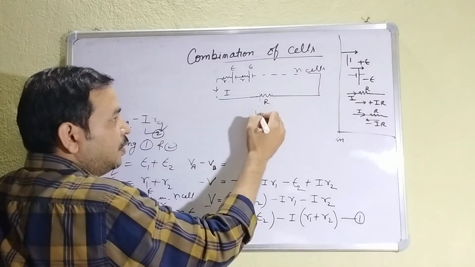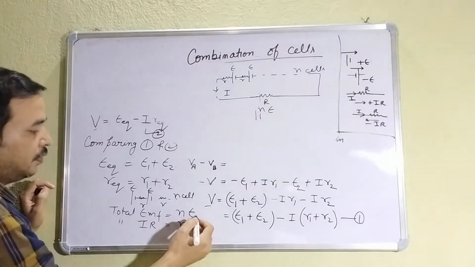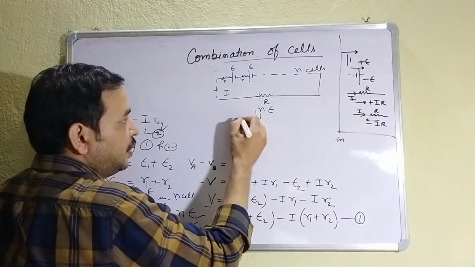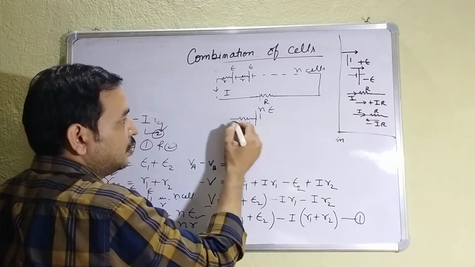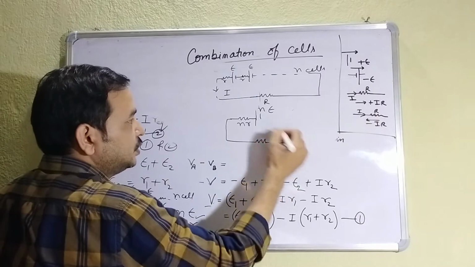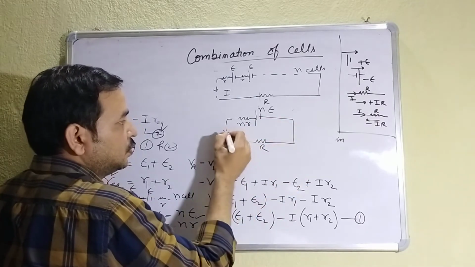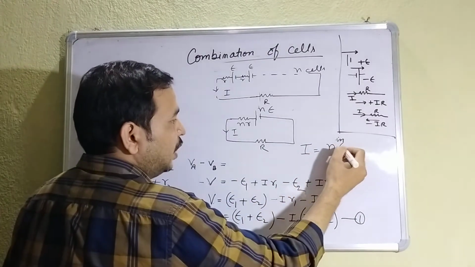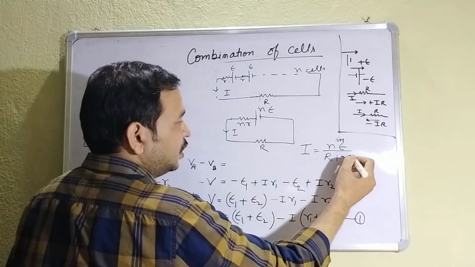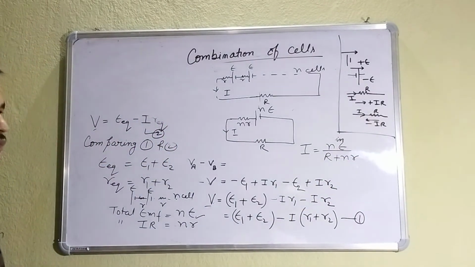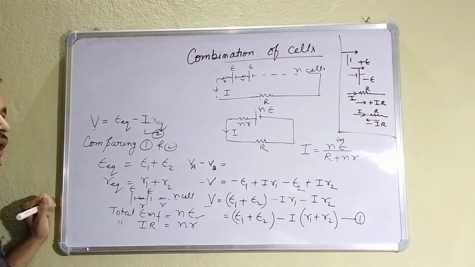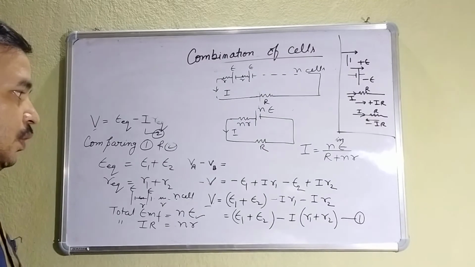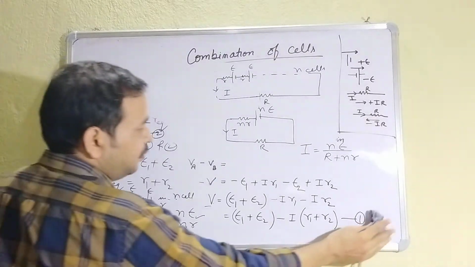So what is the equivalent EMF? N into E. Just now we have derived. And what is the equivalent internal resistance? N into R, and this is connected to external resistor R. So what will be the current? Current is total EMF by total resistance, R plus N R. So in this way, if the cells are combined in series, then you can find the total EMF and total internal resistance. Now, we will move to parallel combination.